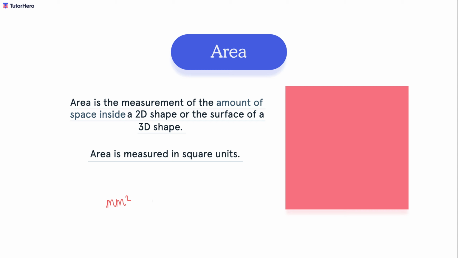Hi everyone! We're going to learn all about finding the area of squares and rectangles. Grab a piece of paper and a pencil if you'd like to join in.